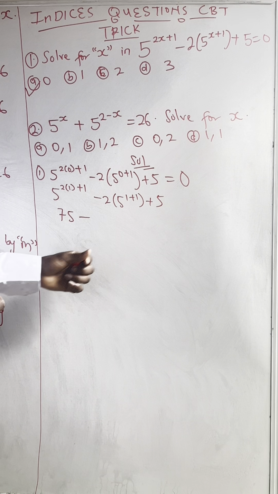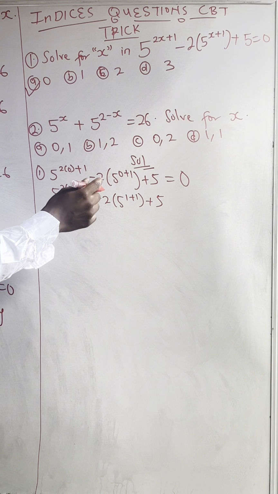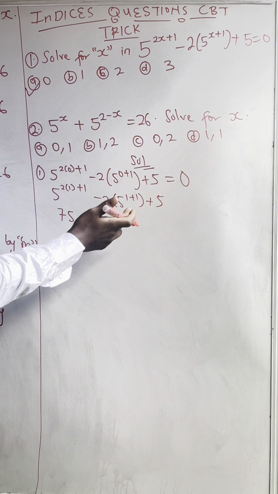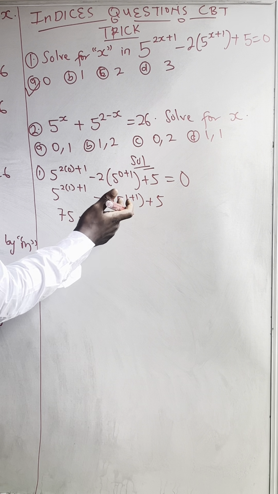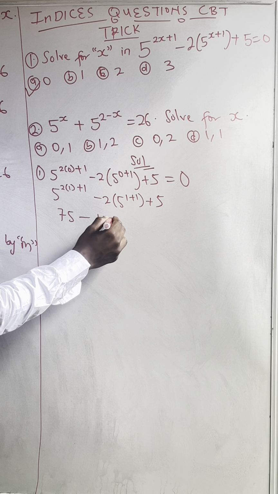Minus. Now, what is 5 raised to power 1 plus 1? That is 2, right? Now, what is 2 times 5? That is 10. So that will now be minus 10 plus 5.